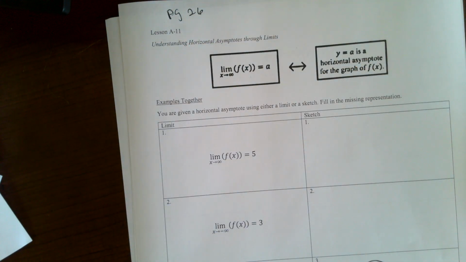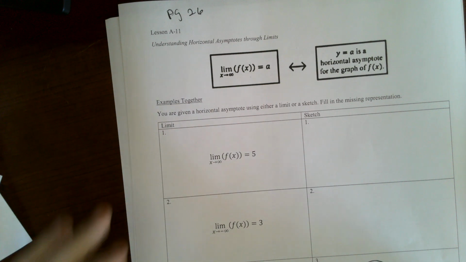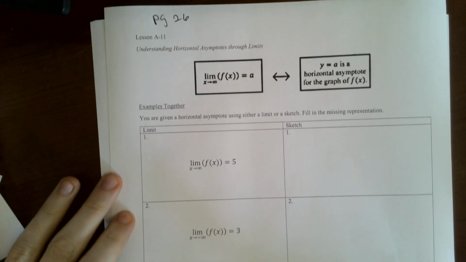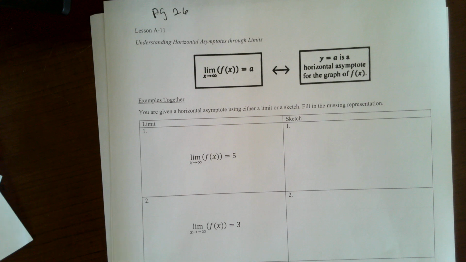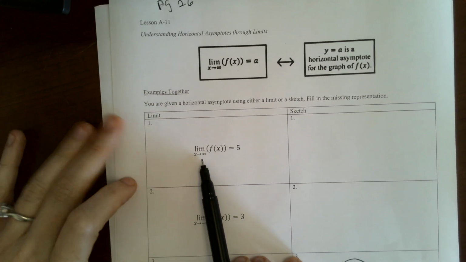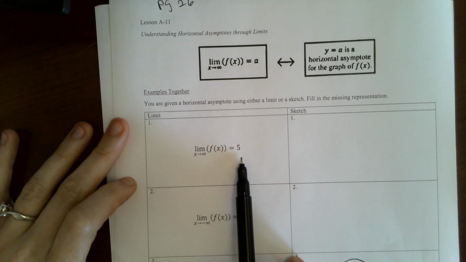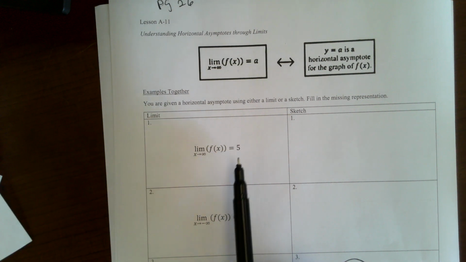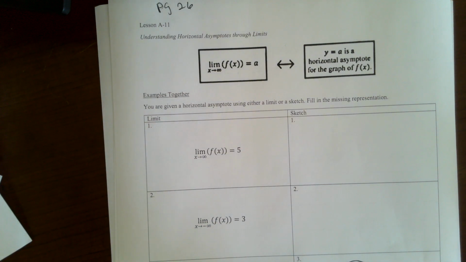Okay, so you are given a horizontal asymptote using either a limit or a sketch. Fill in the missing representation. Okay, so the limit as x approaches infinity of f of x equals 5. What this means is there is no wall. X is not approaching a wall. X is moving further and further and further right without end.